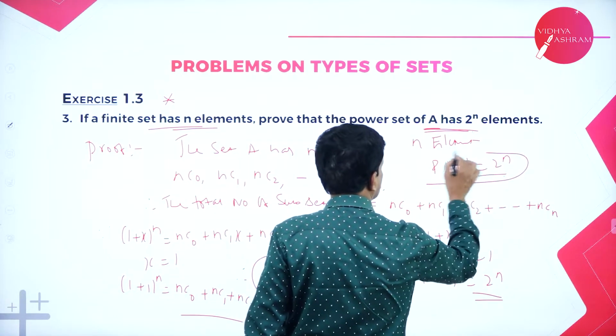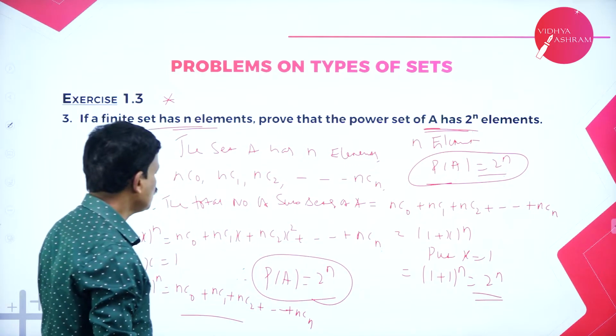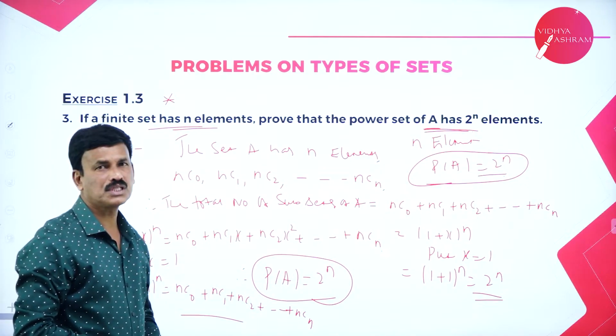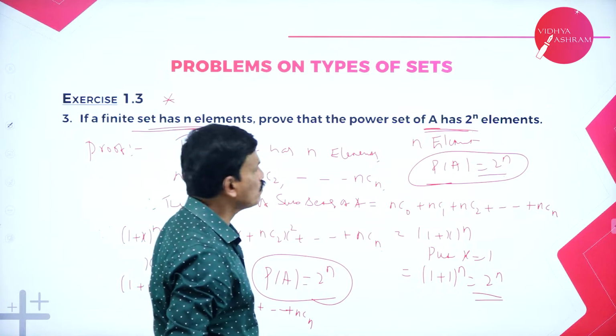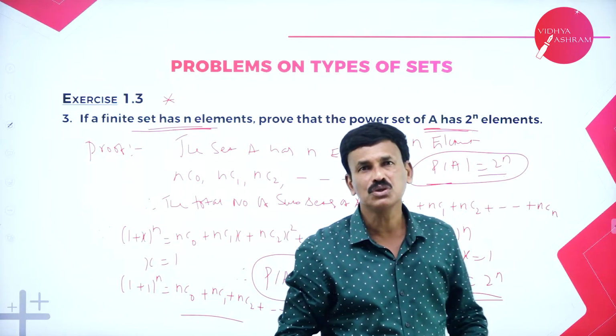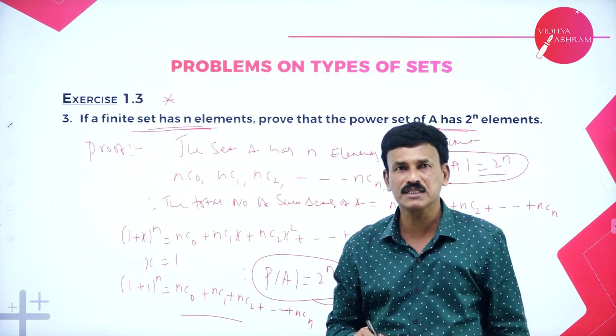Therefore the number of elements of the power set of A, P of A, is 2 to the power of n. That means if a finite set has n elements, then the power set of A always has 2 to the power of n elements. This is a very important concept.